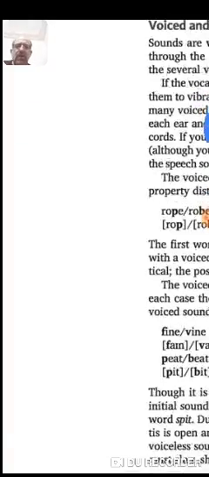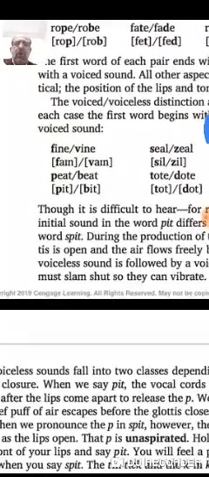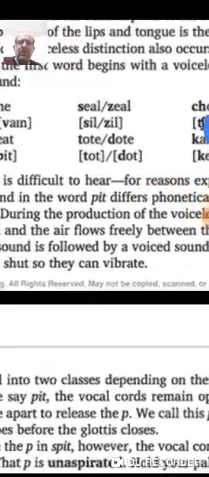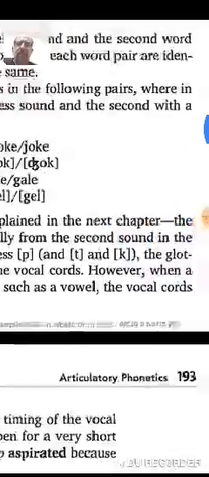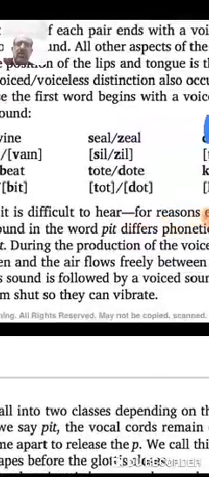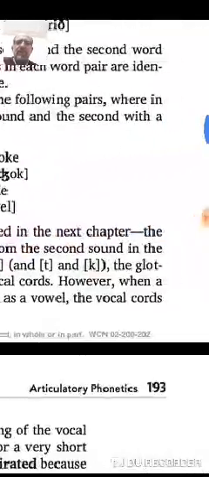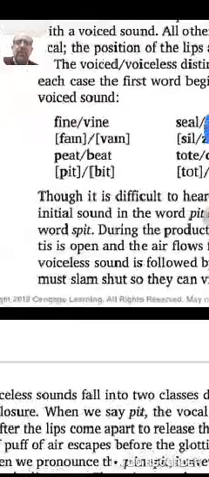It's page 192, and below the page there's one thing that I'm going to share with you. Counting six lines to the bottom, it is said something like this: though it is difficult to hear, for reasons explained in the next chapter, the initial sound in the word pet differs phonetically from the second sound in the word spit.